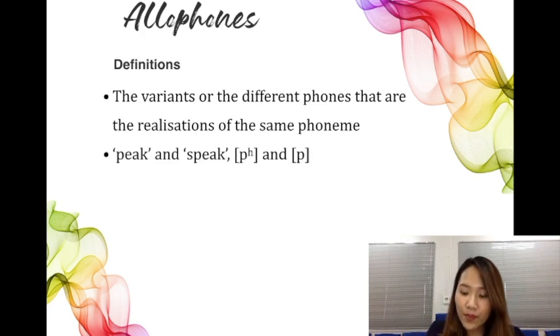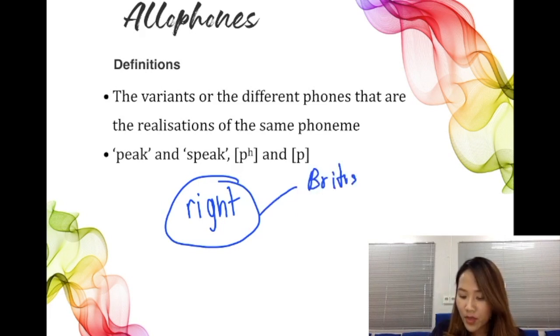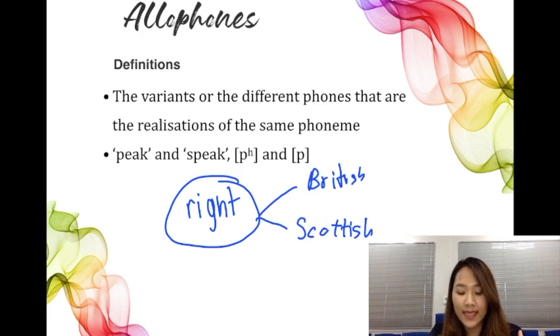For example, the word right, like right in a British accent and right in a Scottish accent. Both are realized as the same phoneme, which is r.